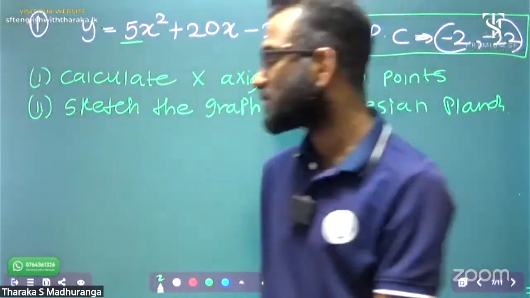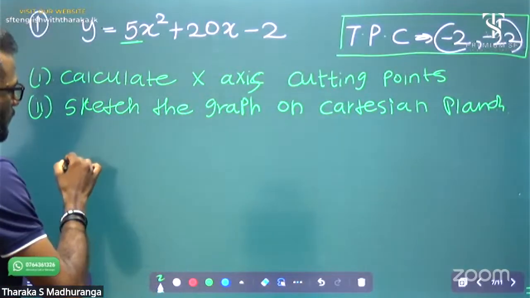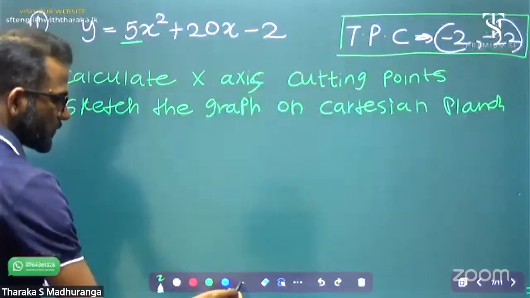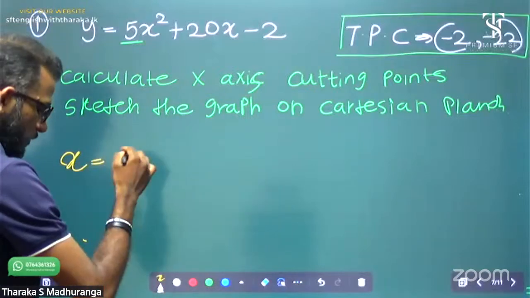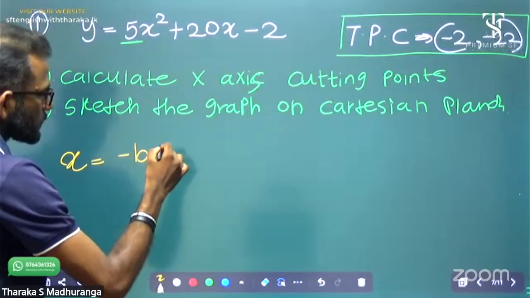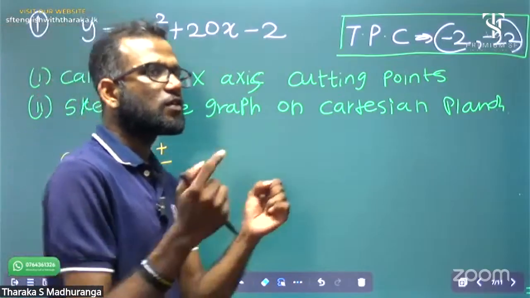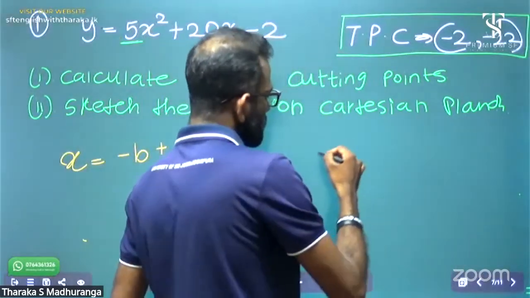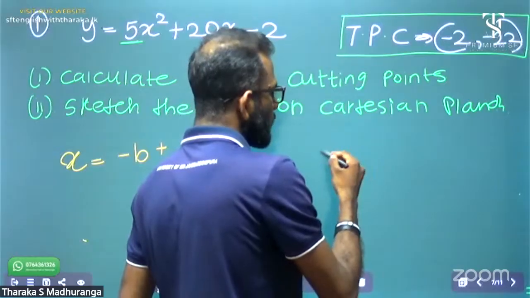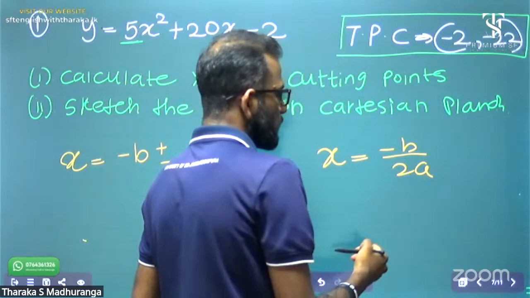Could you get the x-axis cutting points? How do we calculate the x-axis cutting point? It's very easy. You have to remember these three equations. What is the first equation? The turning point x coordinate is minus b over 2a.